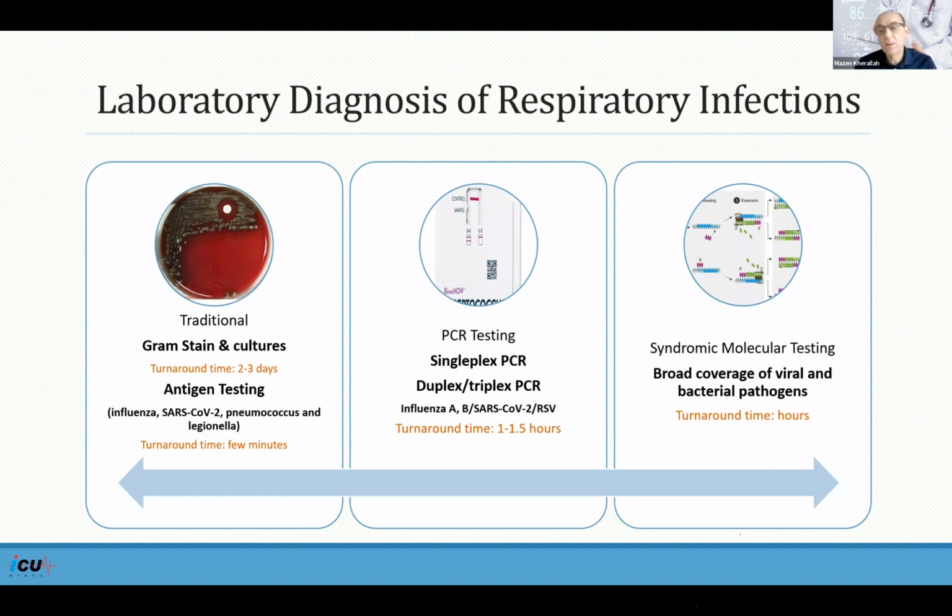So it is very rapid in determining the organism, but here you're selecting specific ones that you need to do PCR for. More appropriately, with syndromic molecular testing, what you do is broad coverage of viral and bacterial pathogens in a multiplex PCR, a single test that covers multiple organisms.